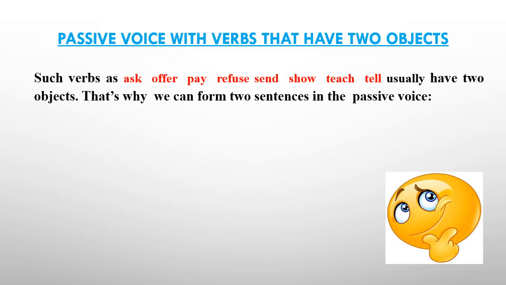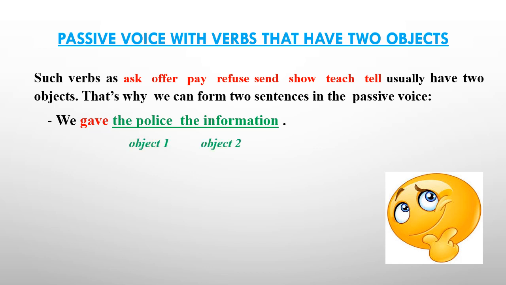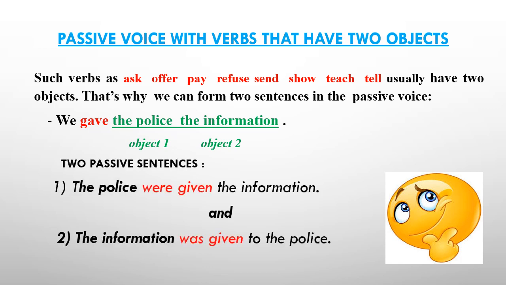Such verbs as ask, offer, pay, refuse, send, show, teach, tell usually have two objects. That's why we can form two sentences in the passive voice. For example, we gave the police the information. The words the police and the information are two objects in this sentence. So it's possible to form two passive voice sentences. The police were given the information and the information was given to the police.